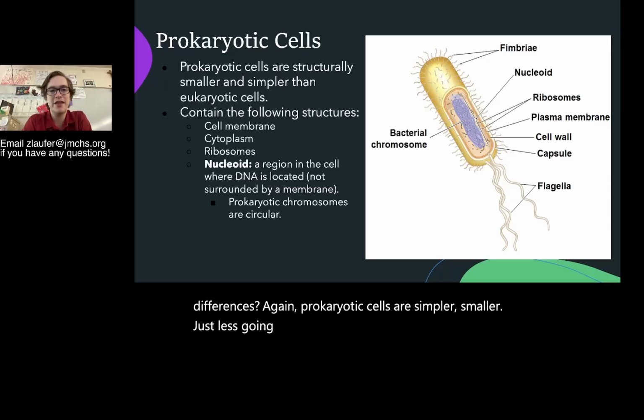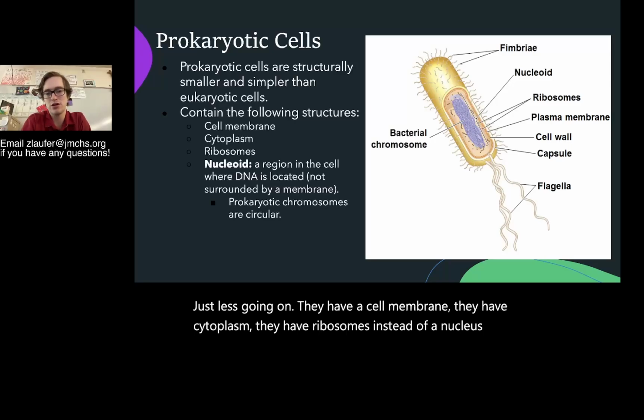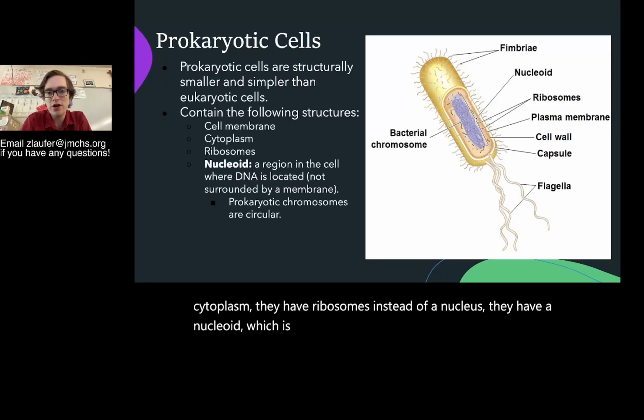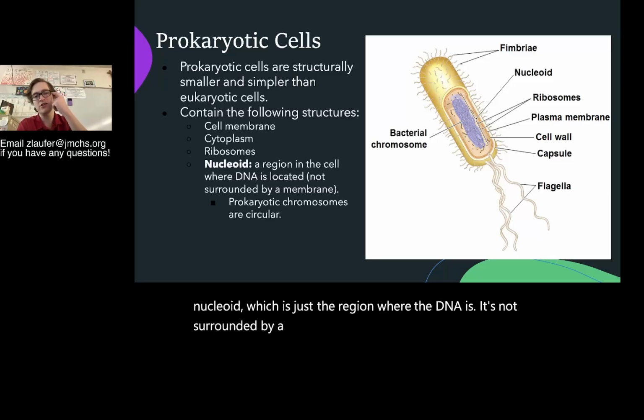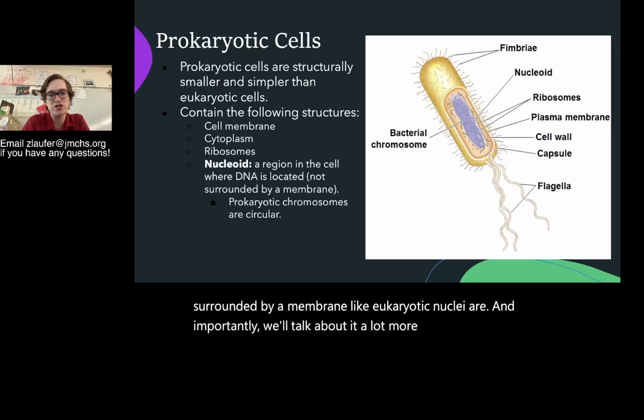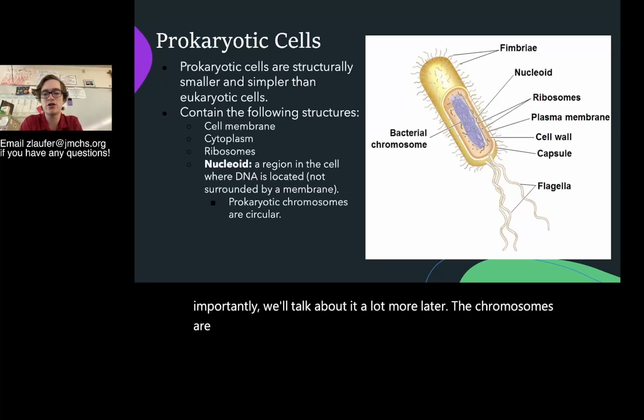They have a cell membrane, they have cytoplasm, they have ribosomes. Instead of a nucleus, they have a nucleoid, which is just the region where the DNA is. It's not surrounded by a membrane like eukaryotic nuclei are. And importantly, and we'll talk about it a lot more later, the chromosomes are circular instead of linear, and that'll come up a lot in Unit 6.